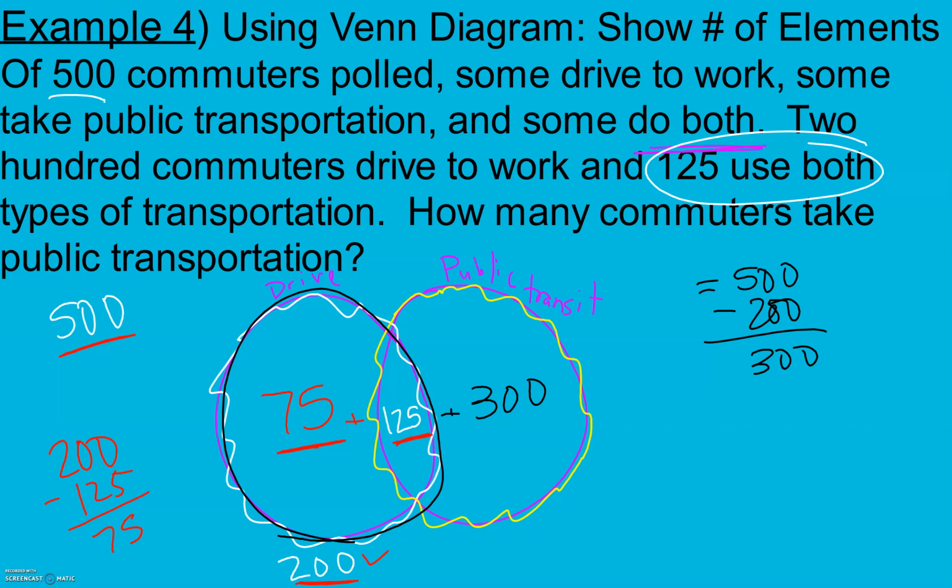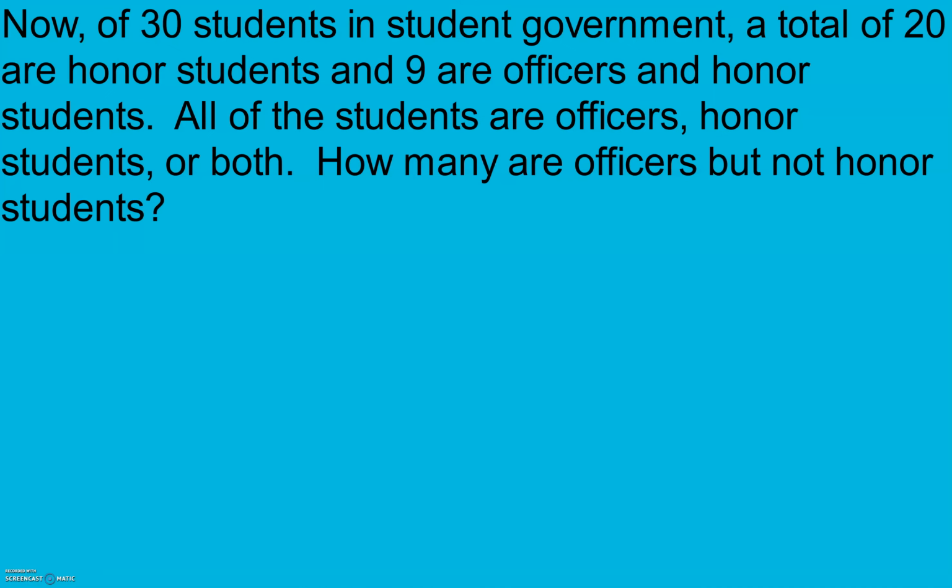We don't want to know how many people just take public transit, though. We want to know how many take public transportation total. That's this entire circle. So we add these two up and get 425 people. Okay, again, we want everybody who takes it total, 425 people. Now, feel free to pause here and give this a try if you'd like.